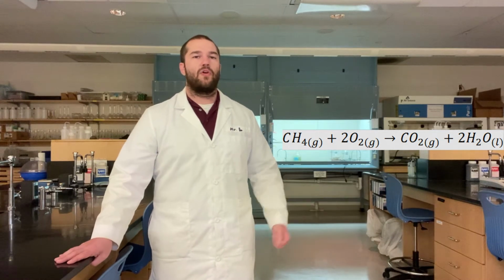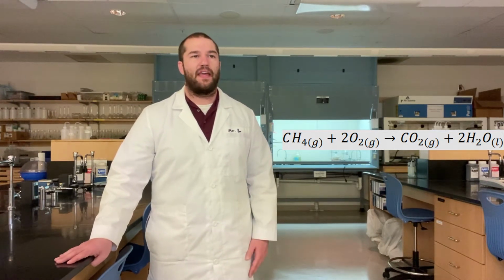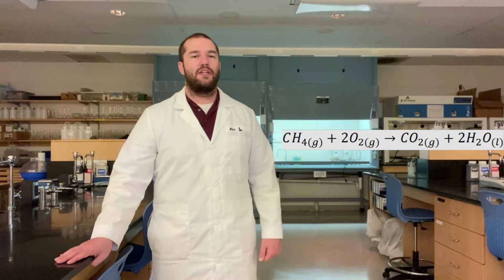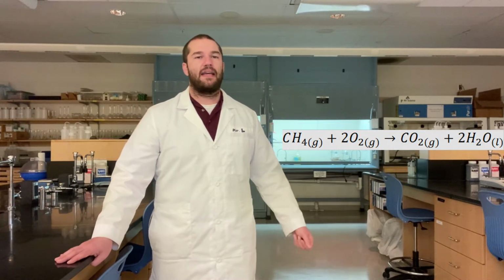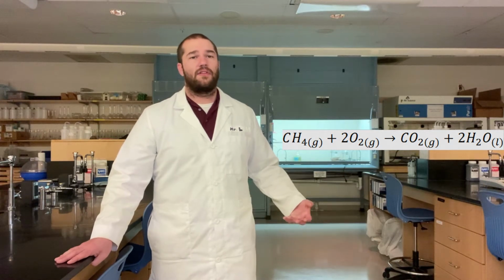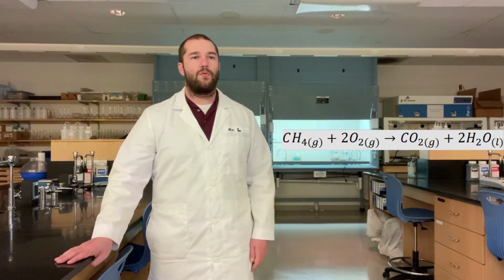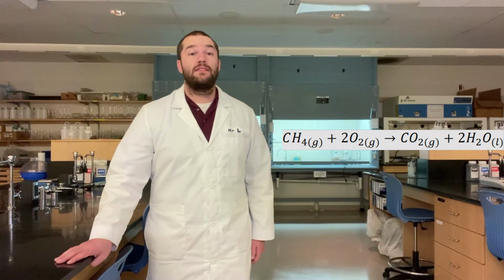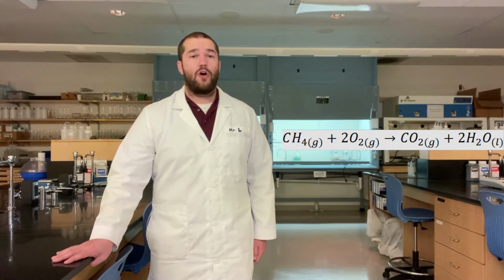So we got some chemical formulas. We have CH4 for methane, we have O2 for oxygen, CO2 for carbon dioxide, and H2O for water. The next thing we're going to have is our reactants on the left and our products on the right. On each of these formulas for our products and reactants, we're going to have to put phases on there.